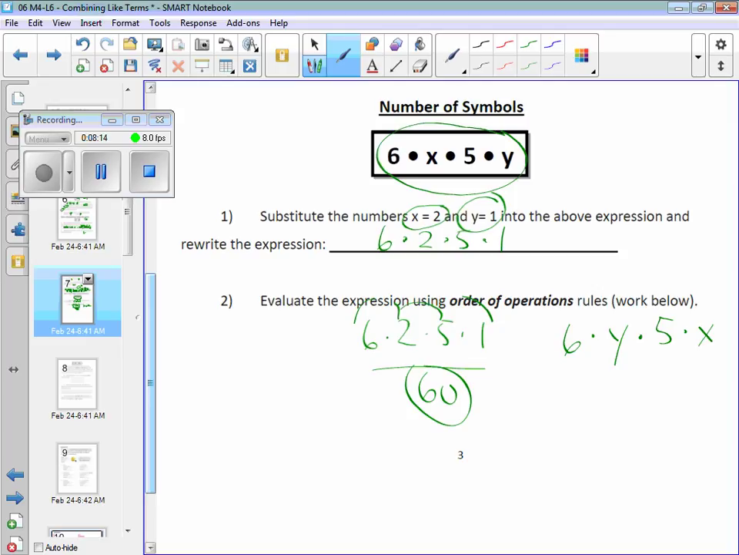If I put my numbers in, same value for x and same value for y, do you get the same answer? Yes. All right, good so far. You've passed that test. Yes, you're going to get the same answer. y is 1. x is 2. 6 times 1 is 6. Times 5 is. Times 2 is.